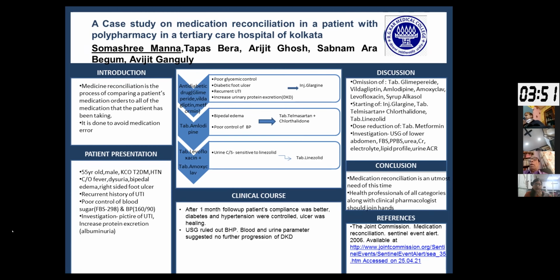Medicines remain one of the most important tools in healthcare delivery. Medicine reconciliation is the process of ensuring that a hospital patient's medicine list is as up to date as possible.